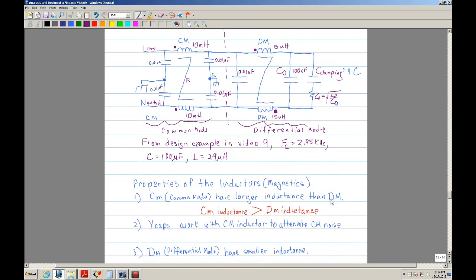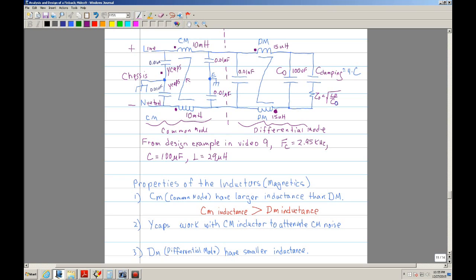So that's one property they usually have. Another is, if you look very carefully, especially in the common mode area, you will see what is called a Y cap. Y caps work with the common mode inductor to attenuate the common mode noise. You can always tell what they are by where they're grounded. Remember, this is your hot and this is your neutral, and typically you'll have one that is connected to earth ground, or they might even call it chassis ground. If you see a capacitor that's connected from either the line or the neutral, and the other side is connected to the chassis, those are called Y caps. And they're used to attenuate the common mode.